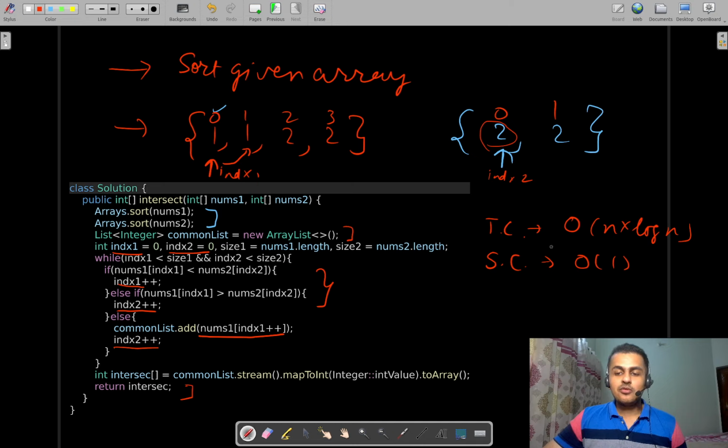But if you are considering the space required to store the common elements, in that case it might be order of n, because of the use of this extra space. So if we consider everything, the sorting and the use of extra space for storing elements, then these will be the complexities.